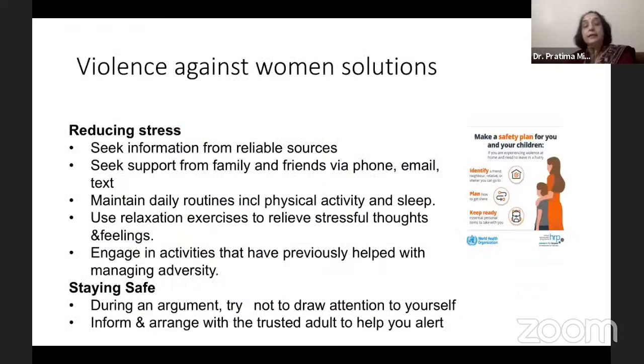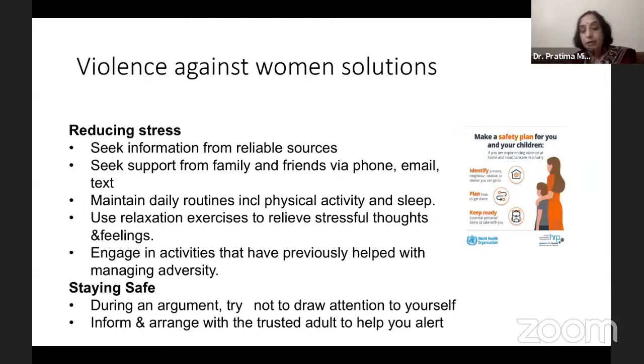And besides that, the adolescent herself has to be empowered. For reducing stress, they should be told to seek information from reliable sources, seek support from family and friends via phone or email, maintain a daily routine, use relaxation exercises, and engage in activities that help you manage in adverse events. Stay safe during an argument.